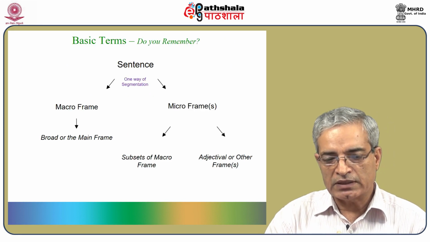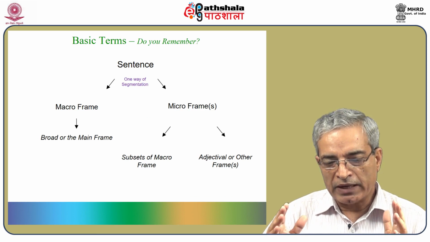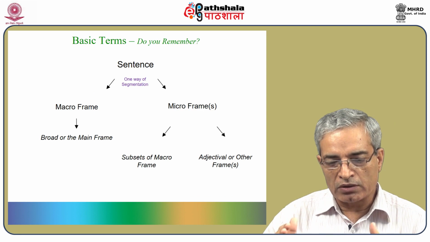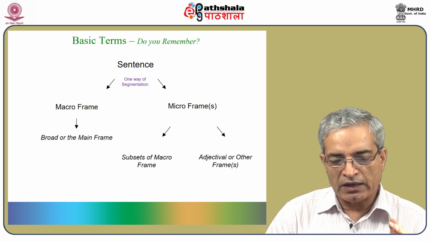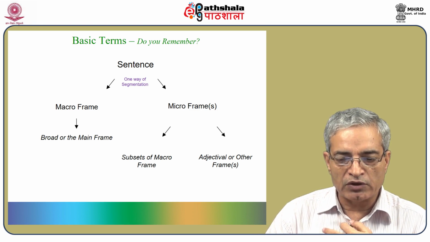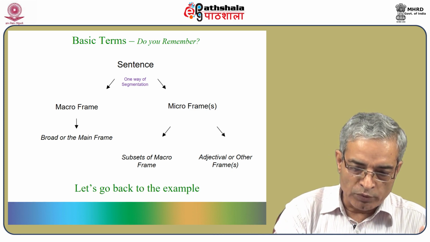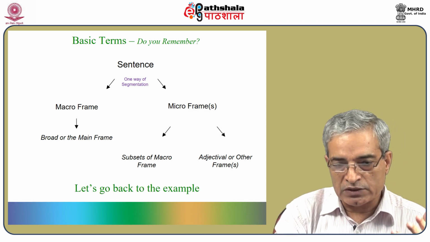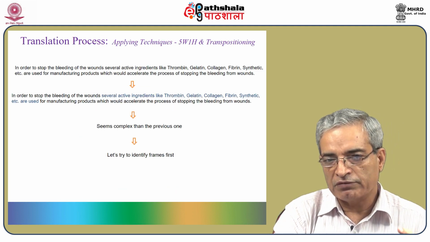The basics was that a sentence can have a macro frame and micro frames. The macro frame may be broad or the main frame, whereas a micro frame can be a subset of the macro frame, or it could be an adjectival or other frame. Now let's go back to the example with this frame in mind, and let's try to see if we can identify the frames first.